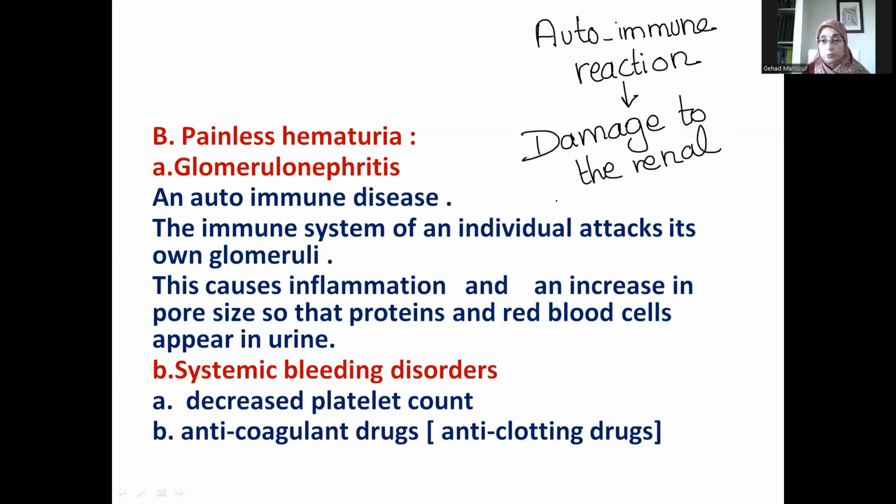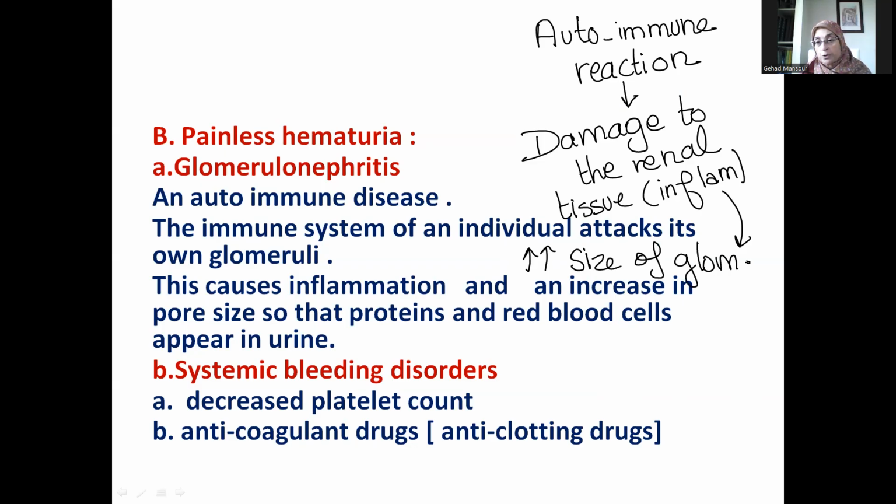And that damage to the renal tissue is essentially because of inflammation. And when the renal tissues and renal structures are damaged, they no more look like before, especially the pores or the fenestrations. How would this damage be reflected on the pores? The pores will be larger than normal. So we would have increased size of the glomerular pores.